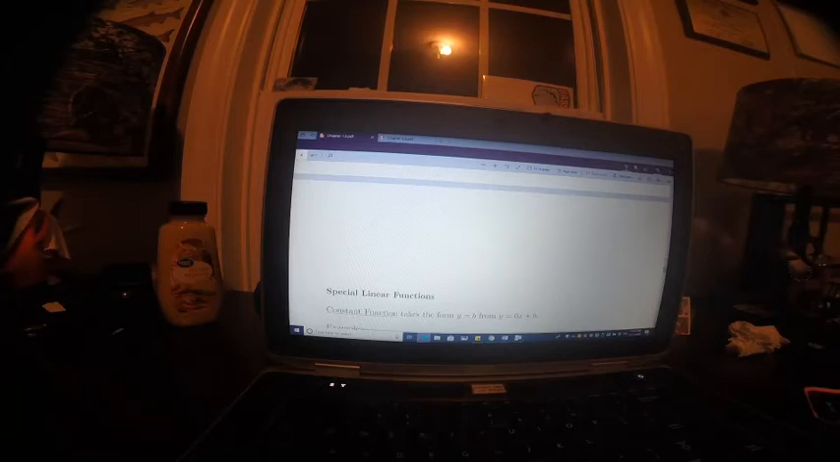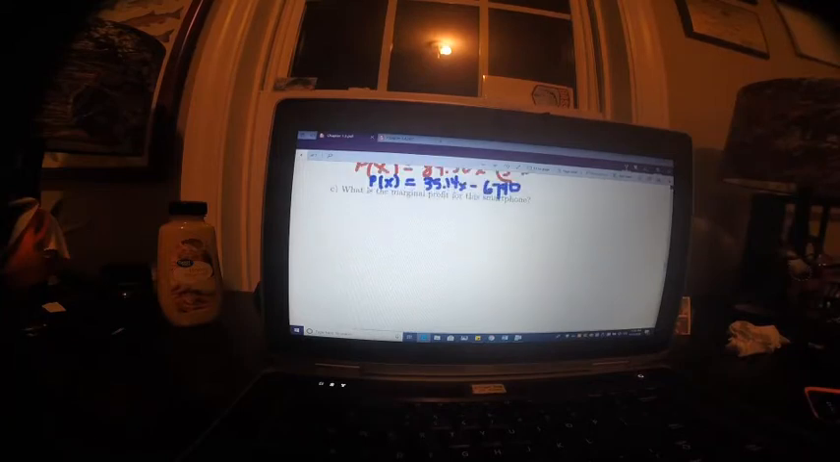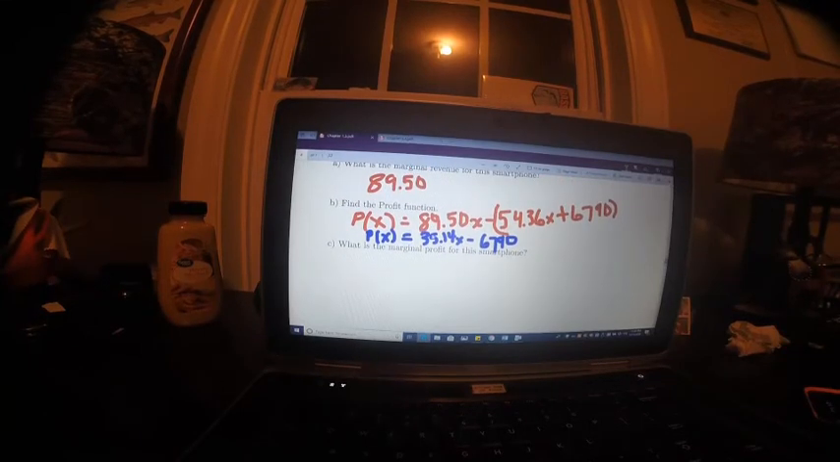So, oops, I skipped too far ahead. That is your profit function for that one. Let me scroll back up here to where we were at. Now it asks what the marginal profit for the smartphone is. Remember, marginal profit is just the slope of the profit function. Okay, that is 35.14. Pretty simple, pretty easy, pretty straightforward.